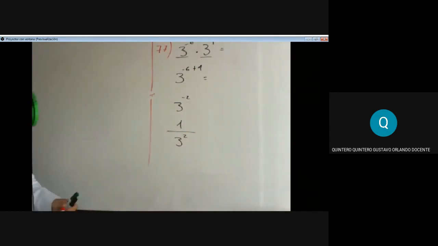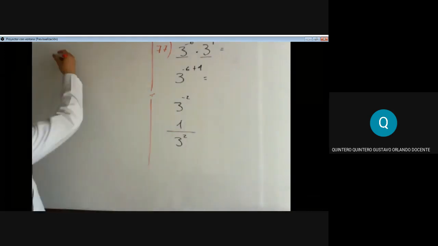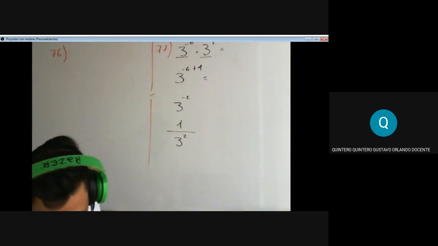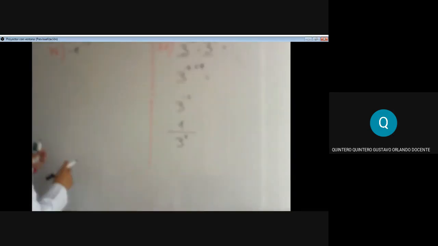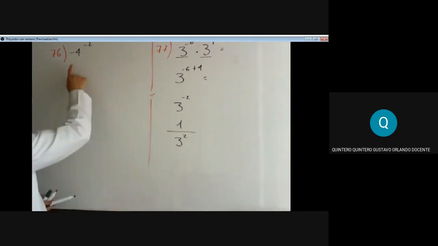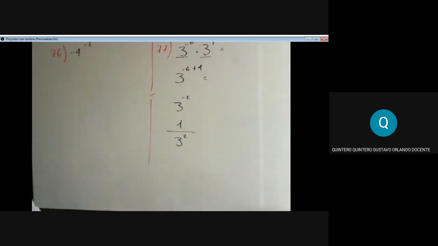All right, exercise 76 says -4 to the -2. How do you deal with the coefficient and with the exponent? In this case, both are negative. How do we solve that? It is pretty easy. Don't get scared about the negatives. Just work with what you know, all right?